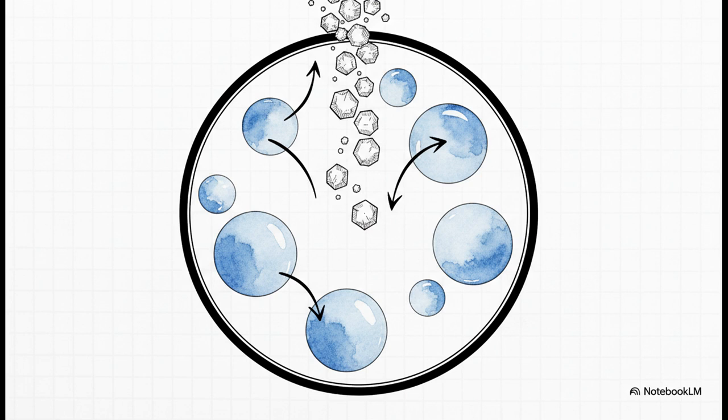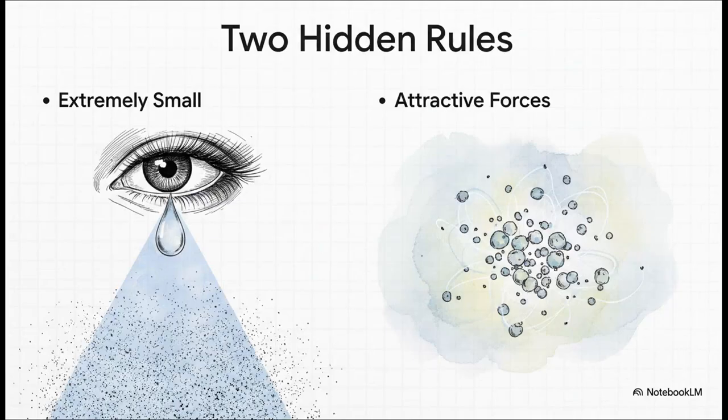Think about that for a second. That glass of water that looks like one solid thing, it's actually filled with these microscopic gaps. It's not as solid as it looks. So this little sugar experiment just taught us two really important rules about particles. Rule number one, they are ridiculously small, totally invisible. And rule number two, there has to be some kind of force holding them together, right? An attraction that stops them from just floating away on their own.